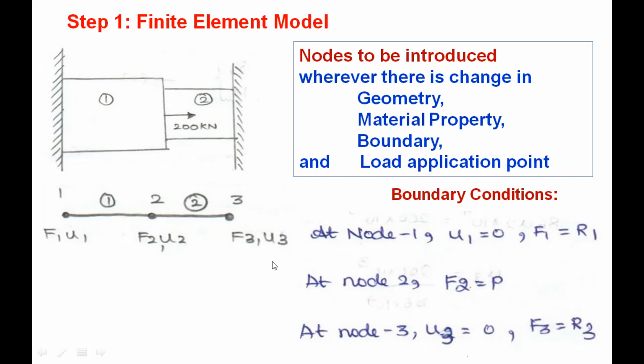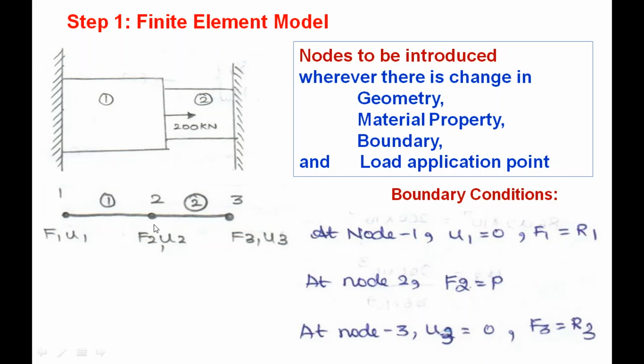So R1 is positive. At node 2, we have u2. The u2 displacement is unknown, right? We have to find out what is the force. F2 is equal to P. The P load, P is acting left to right, that is also considered as positive. So F2 is P. Node 3, u3 is 0 because it is fixed end. Then F3, because of fixed end, we will get reaction force R3.